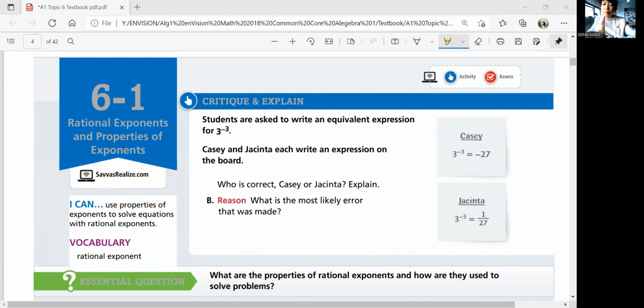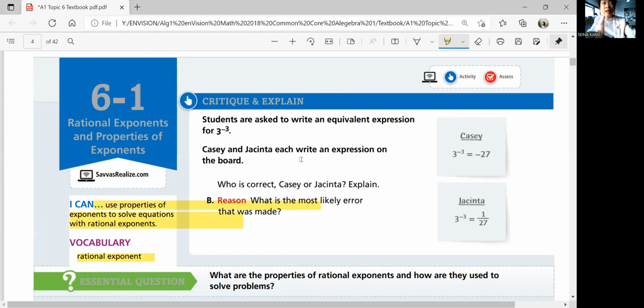And this is the first lesson of topic 6: rational exponents and properties of exponents. In this lesson, we'll use properties of exponents to solve equations with rational exponents. Key vocabulary in this lesson is rational exponent. Let's start with critique and explain. Students are asked to write an equivalent expression for 3 to the negative third power.